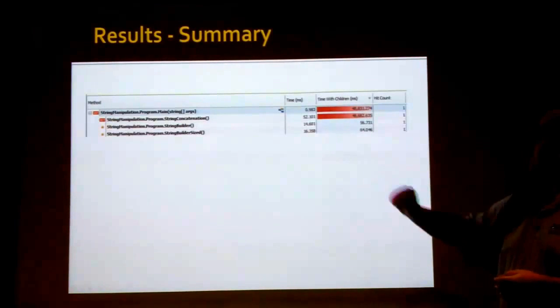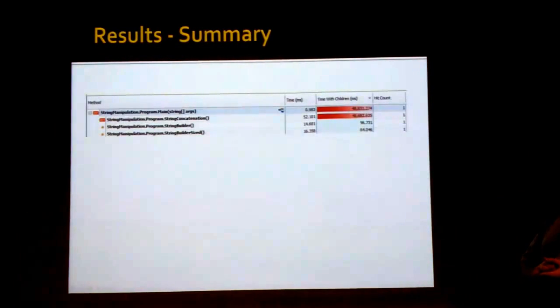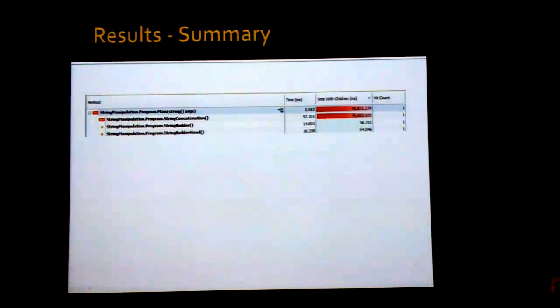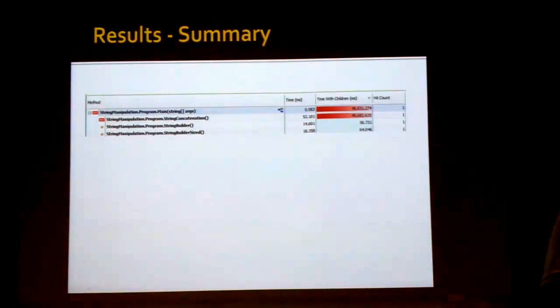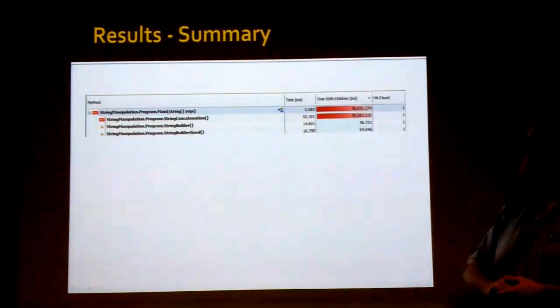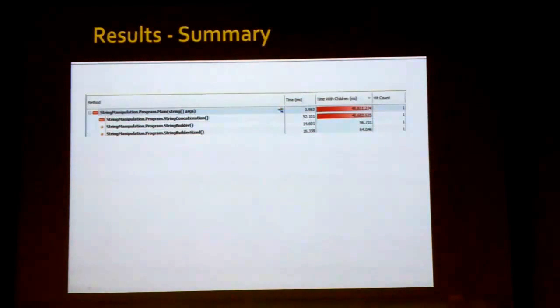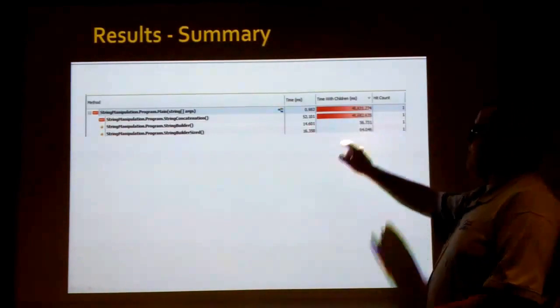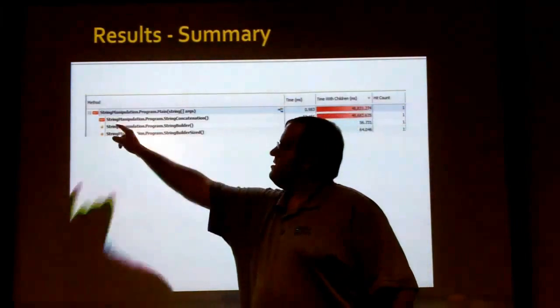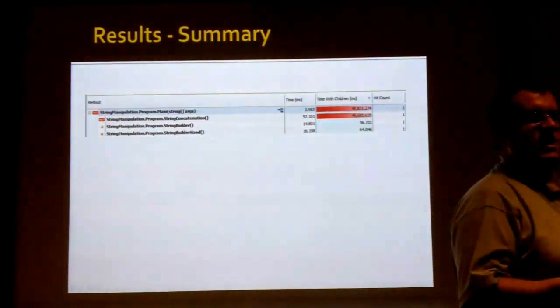We can see that string concatenation took 48.6 seconds to do 100,000 concatenations. We can see that the string builder method took 56 milliseconds. Major performance difference between them. ANTS Profiler is also smart enough to identify this as a problem and gives it this little hot indicator on the side.